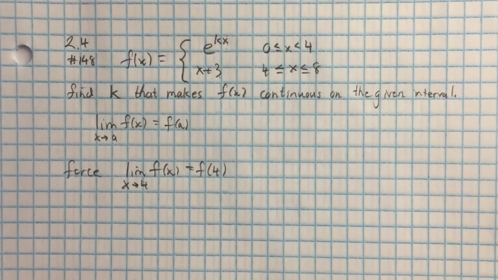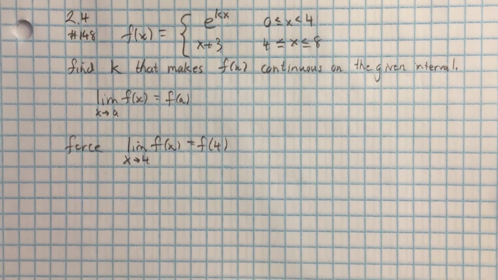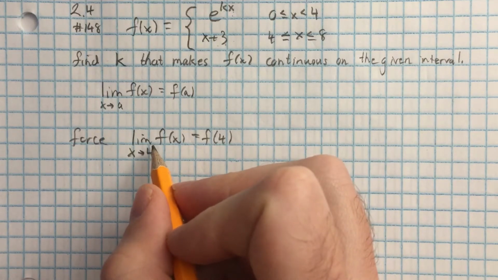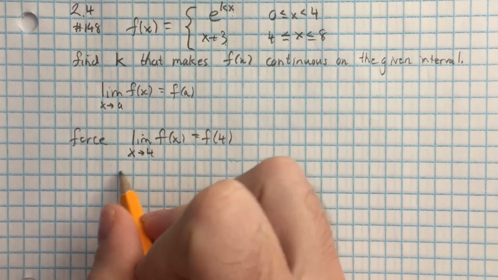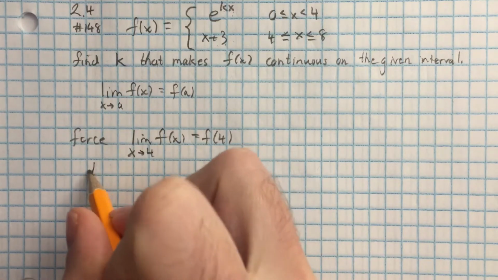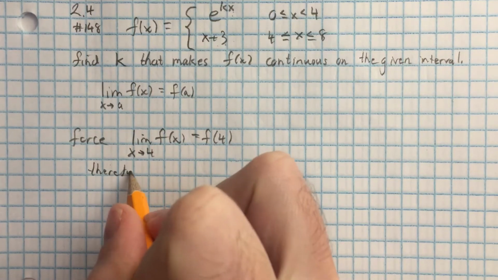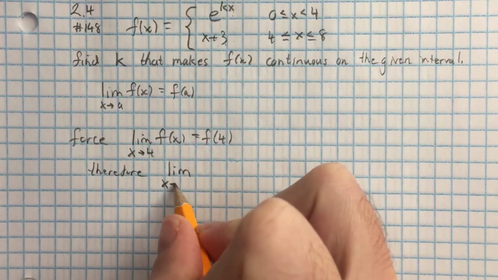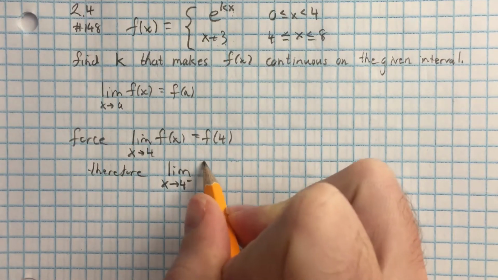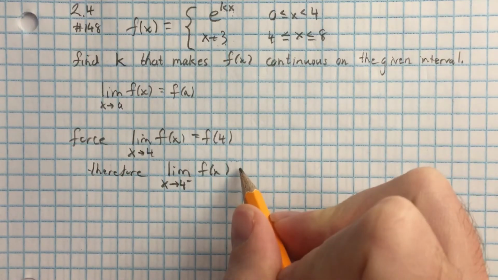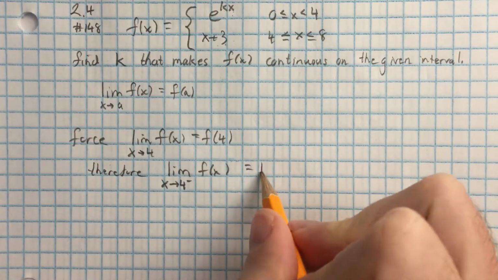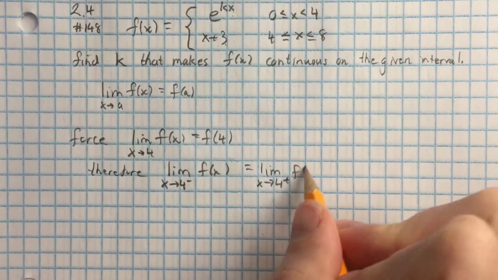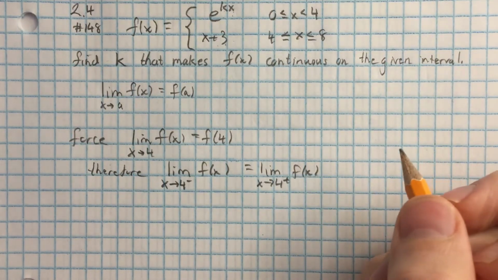So we need, for this limit to exist and to be equal to the function value, for it to exist, we need the two one-sided limits to be the same. We need this to equal this. We'll just force that to be the case.